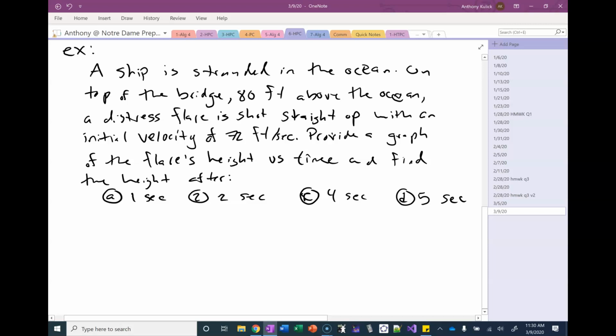So we have two equations that we defined just a moment ago. We have s of t and we have v of t. Which one of the two equations are we interested in here? S of t, because s of t is for height, and we're asked for heights.